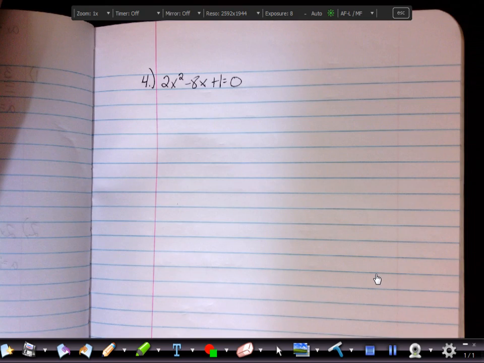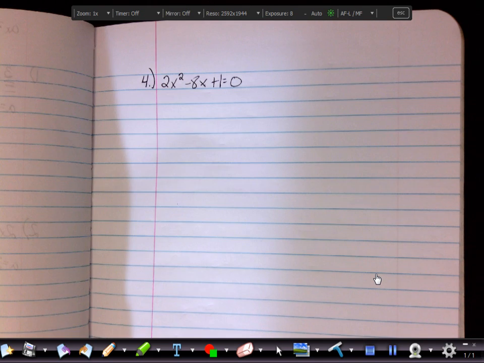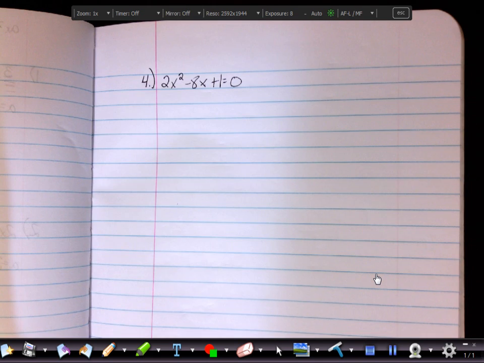All right, go ahead and write down number 4. It says 2x squared minus 8x plus 1. And like Ms. Wilden said, now we're going to find the discriminant and then use that discriminant in order to actually find the solutions using the entire formula.